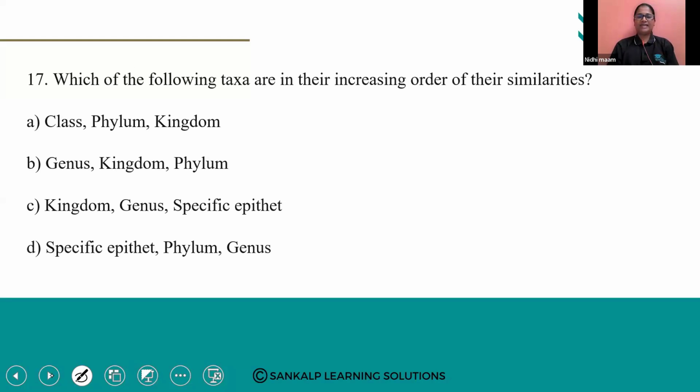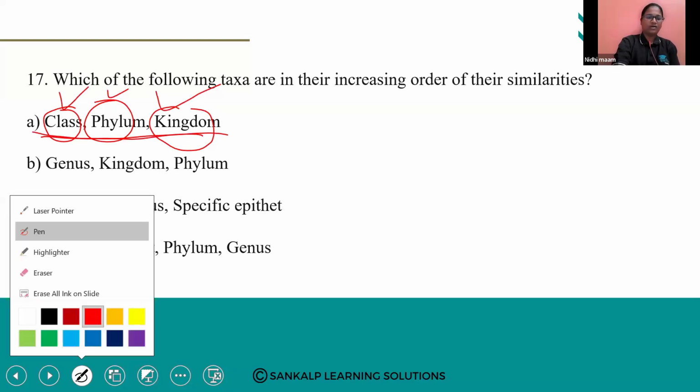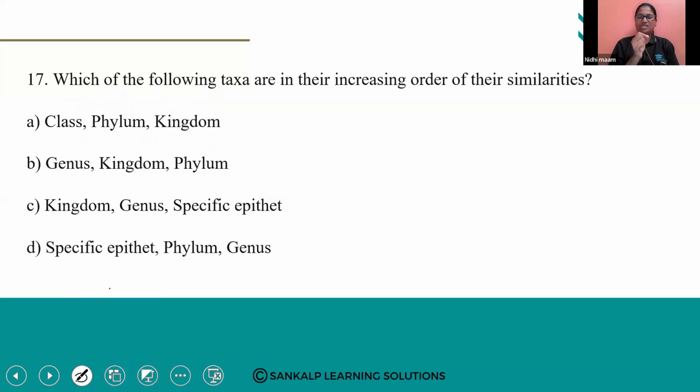Which of the following taxa are in increasing order of their similarity? Each one is called a taxon, and together they are called taxa. You have to tell which is in increasing order of similarity, that is, of having the same characters. Option A: class, phylum, kingdom. B: genus, kingdom, phylum. C: kingdom, genus, species. D: species, phylum, genus.